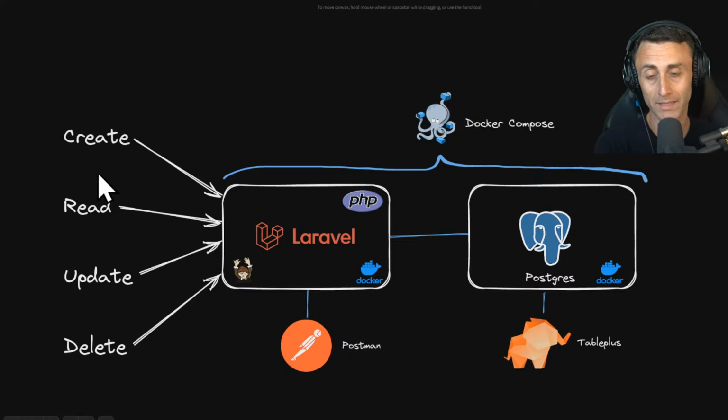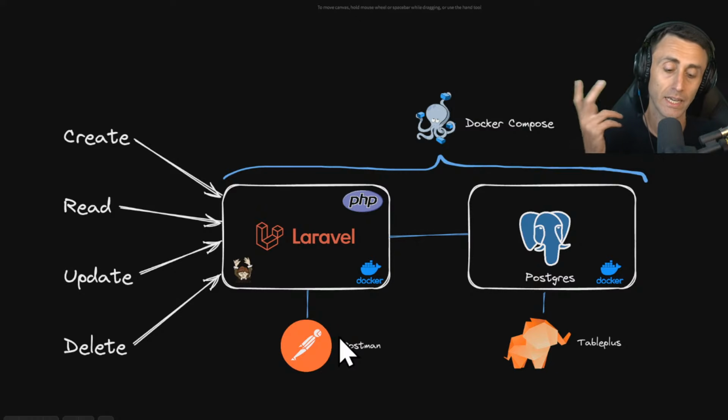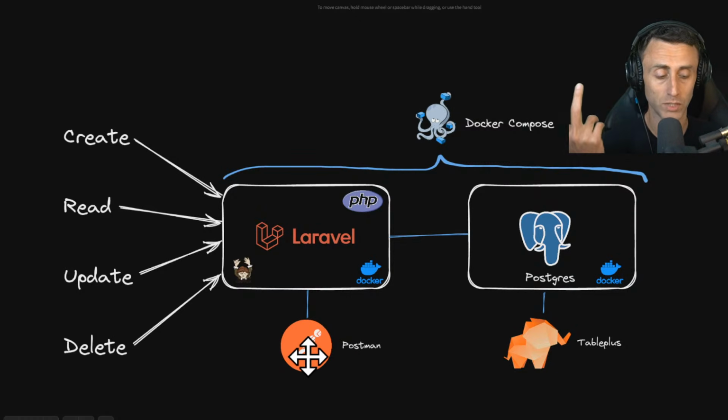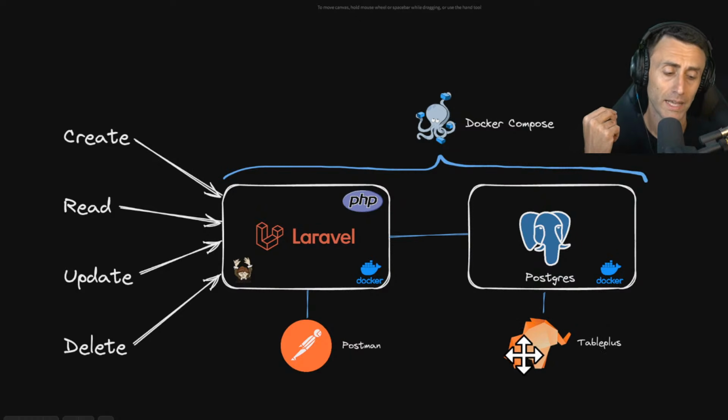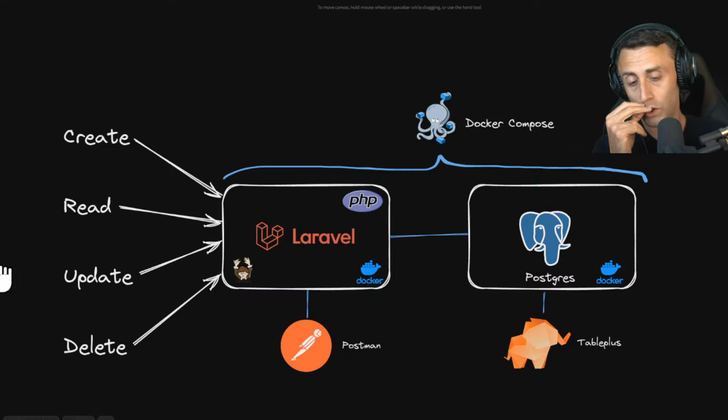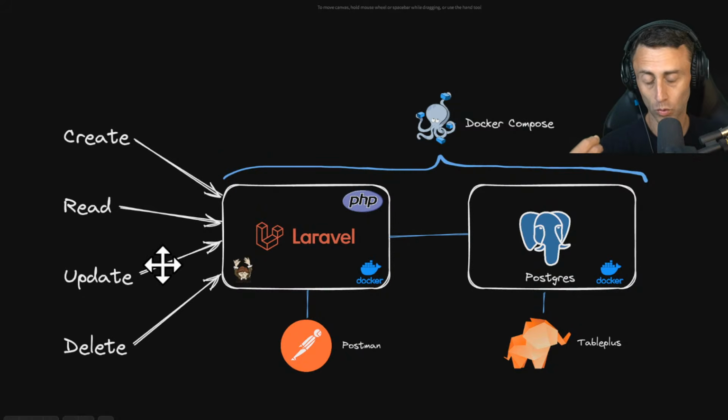We will implement five functionalities to have 4 operations: create, read, update, and delete. Read will be 2 functions. That's the reason why we are 5. And then we will also test this application. We will use Postman, but you can use any tool you want, and Table Plus, and maybe even Docker exec, which are the steps we will go through.